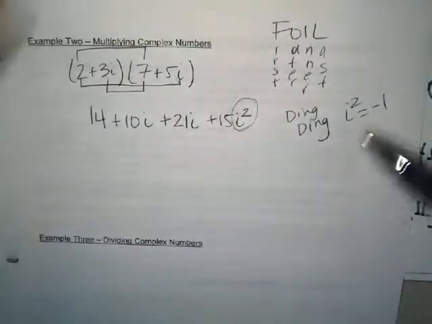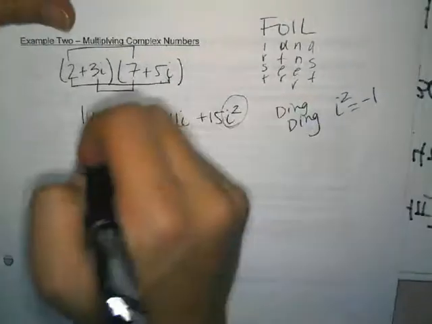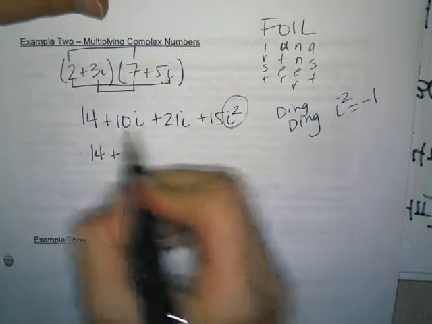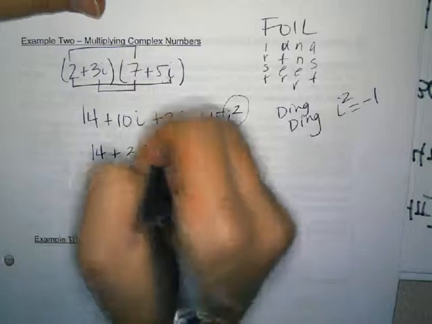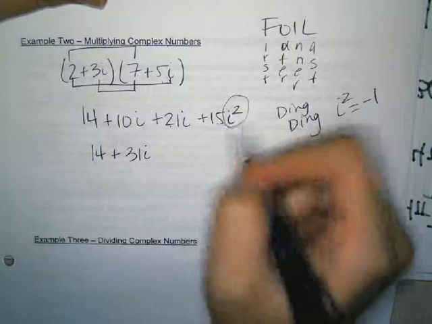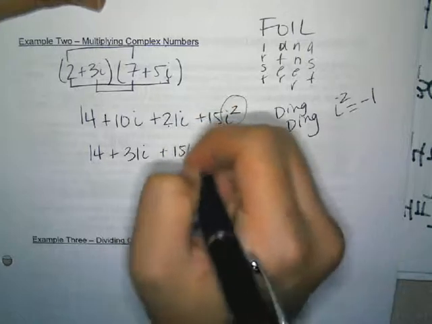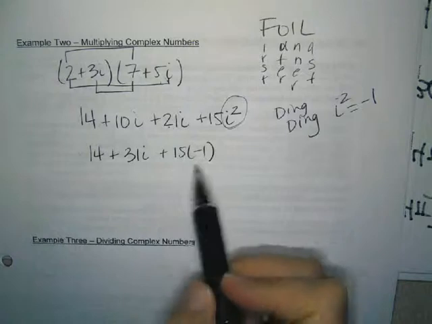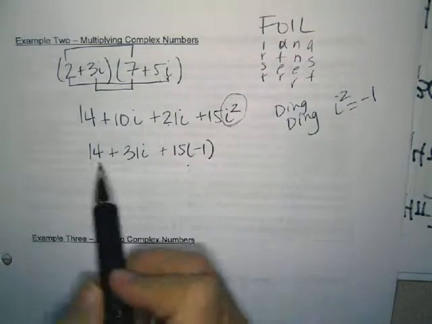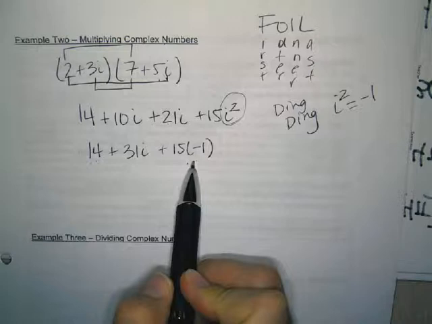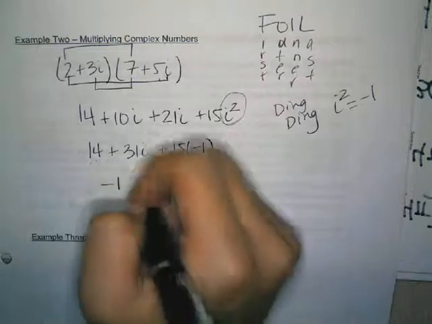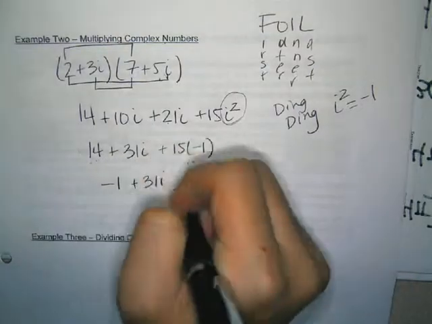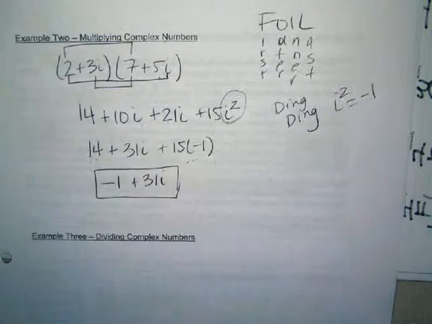That's really important when we come to a problem like this, because we're going to add my like terms, 10i and 21i, to get 31i. But then this changes to negative 1, so then you have plus 15 times negative 1. So it changes that back to a real number. And then you can add your like terms here and here. So 14 plus a negative 15 will give you negative 1. And you can stop there.